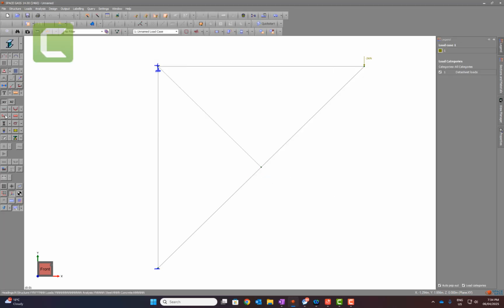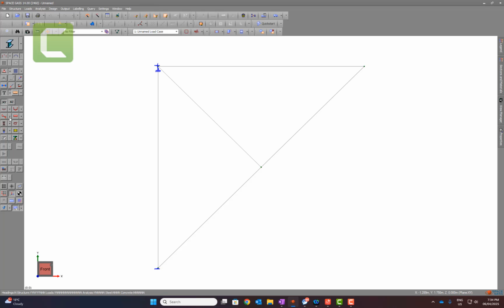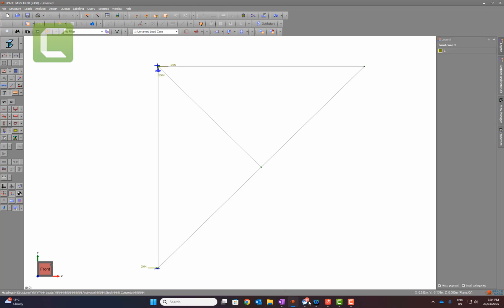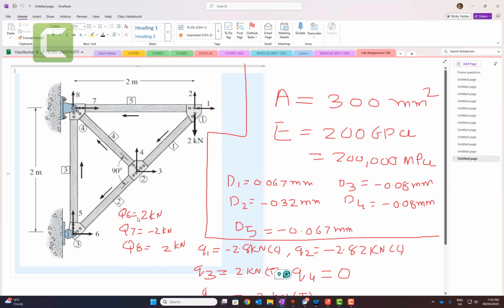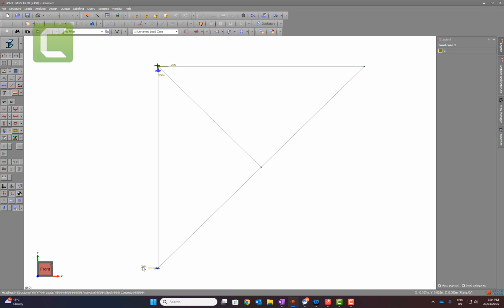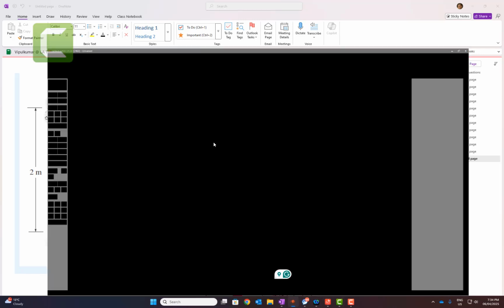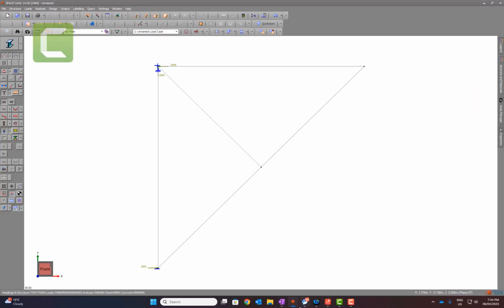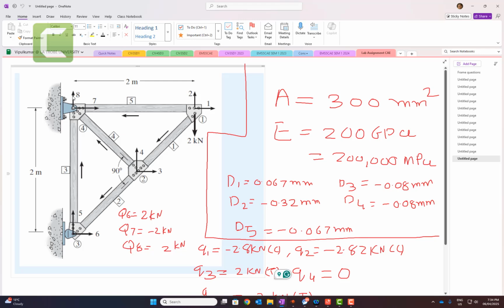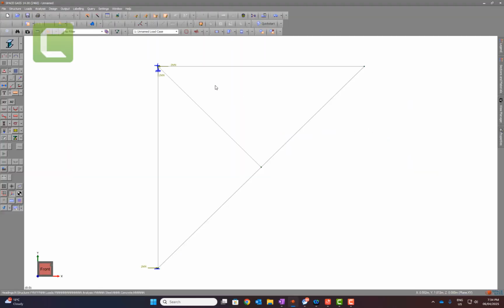Now we can compare it. We can just turn off the load. We need to show the reaction forces. So the reaction force at 6, which is at the roller support, is positive 2. At 7, negative 2. So that is negative 2 at 7. And then we have 8, which is going up, and 8 is up 2 kilonewtons. That is verified. So the reaction forces are verified.